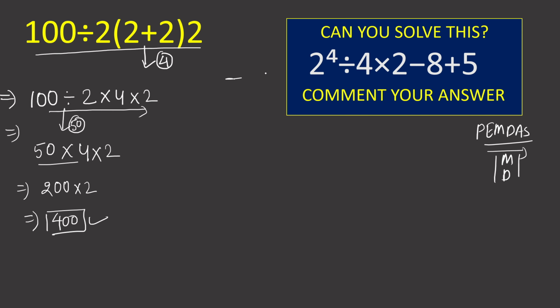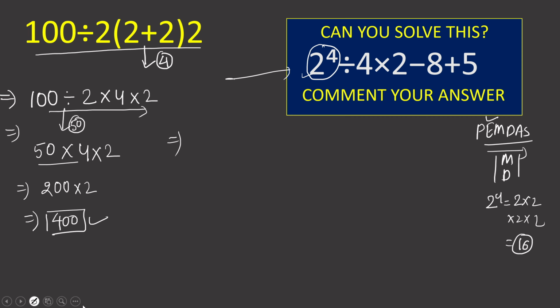And moving to this bonus question, again, first we have to solve this exponent part, because there are no parentheses, so we do the exponent. So 2 to the power 4 means 2 times 2 times 2 times 2. 2 times 2 is 4, 4 times 2 is 8, 8 times 2 equals 16 here.